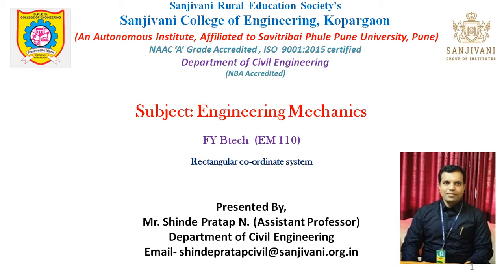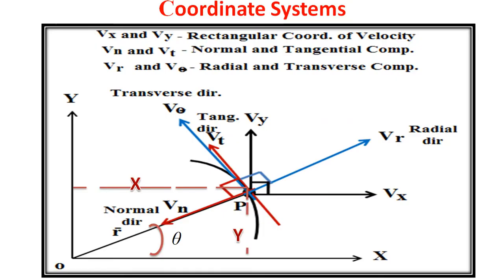We are now in fifth unit. Today we are going to start the new topic, that is coordinate system. There are different coordinate systems: the rectangular coordinate system, the polar coordinate system, and the ENT system, that is normal and tangential coordinate system. This coordinate system is used to locate the position of a particle on a curved path.